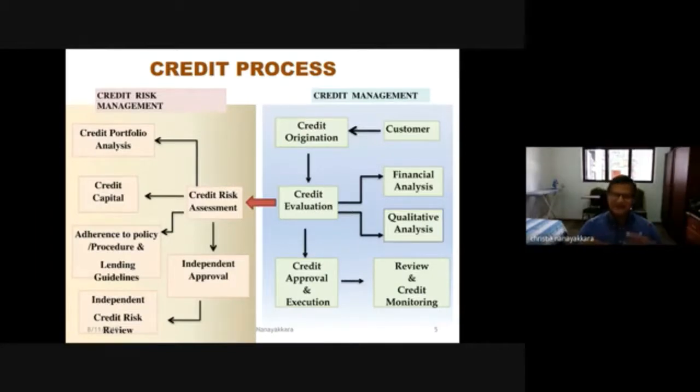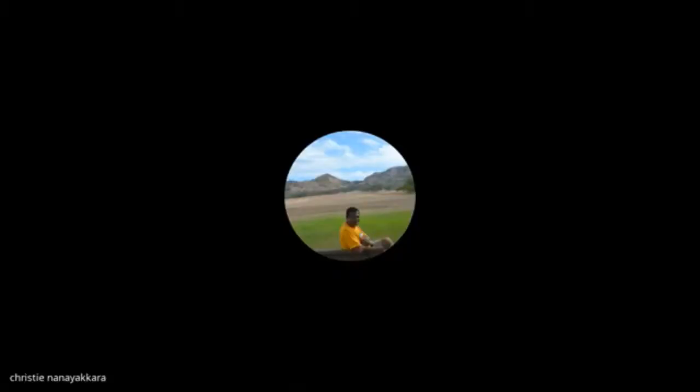This requires a certain amount of calculation, and that calculation will be done at the credit risk management department. And the third item they look at is adherence to policy, procedure and lending guidelines. Most of the banks have a document called the policy. This can be two documents; policy will have procedures separately.